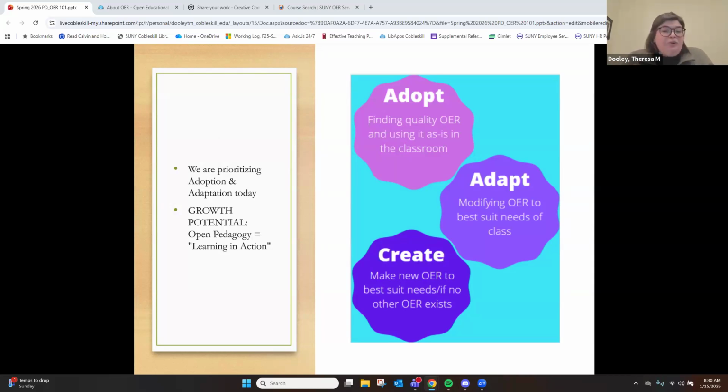That being said, I do want to highlight open pedagogy, because what this essentially is, is learning in action, which directly lines up with SUNY Cobleskill and what we are trying to achieve, right? And what that is basically, it's involving students in generating scholarship in their field.